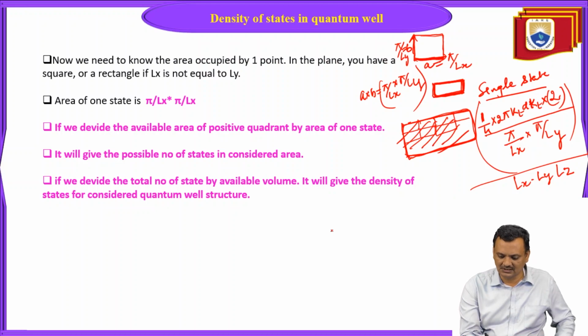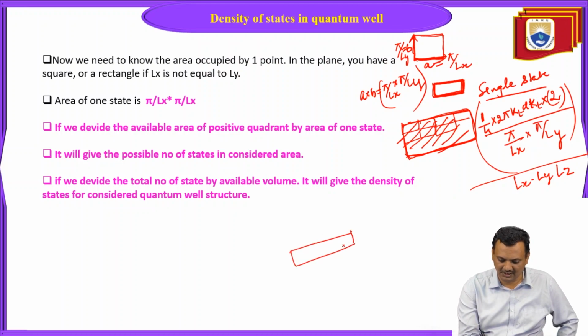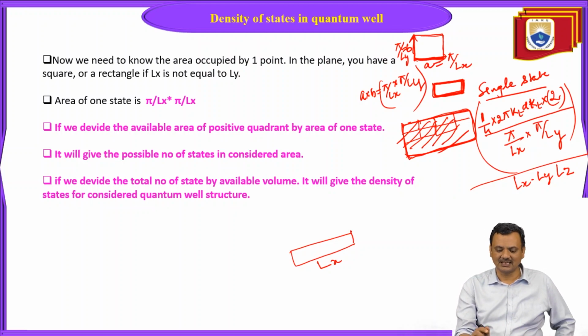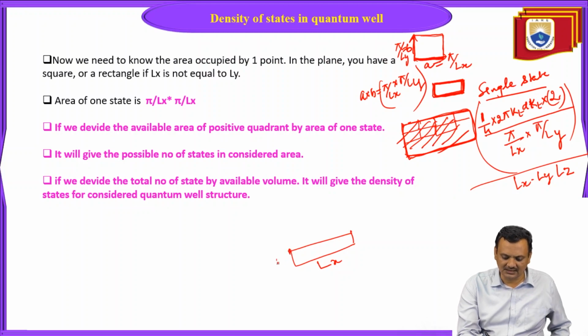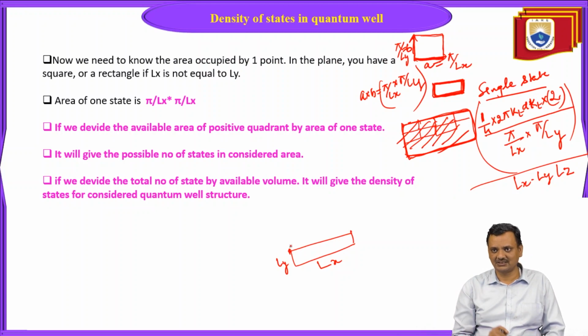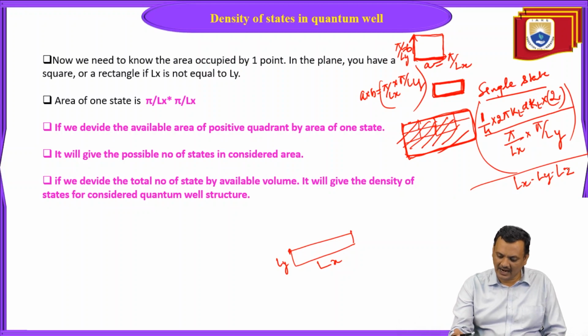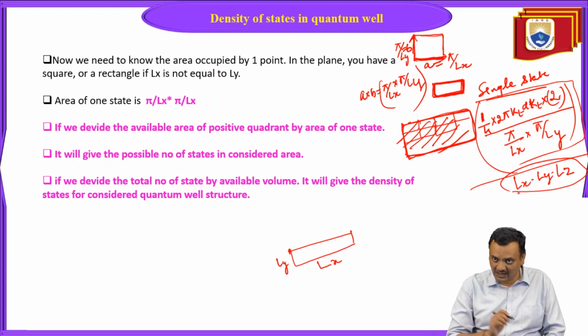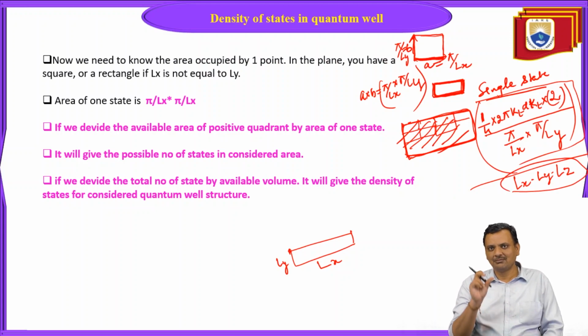This is our quantum well geometry, where in the x direction your sample size is Lx, in the y direction your sample size is Ly. In the z direction, your sample cannot grow, but you can't say it is 0. So definitely there is some dimension in the z direction also. So Lx multiplied by Ly multiplied by Lz, and if we divide the whole number by this volume, this will give the density of state for the quantum well.